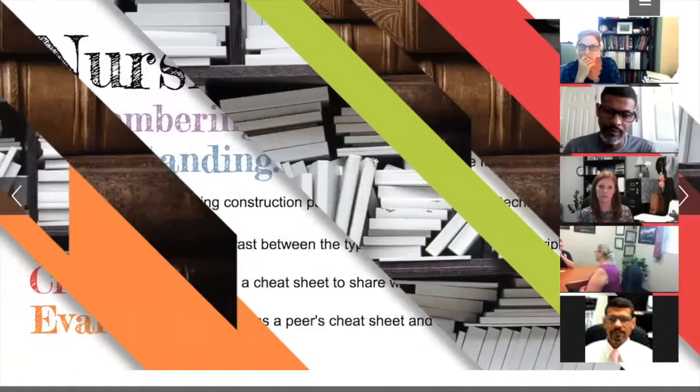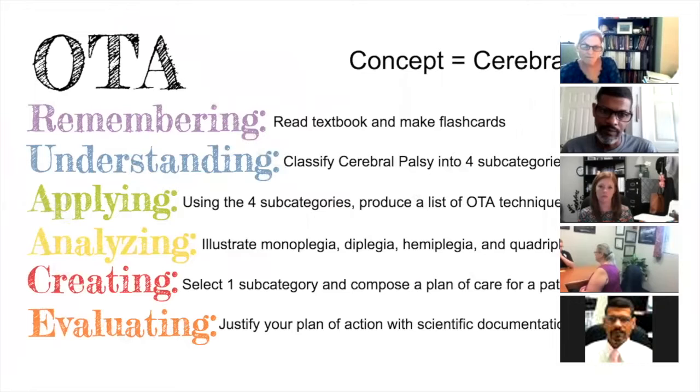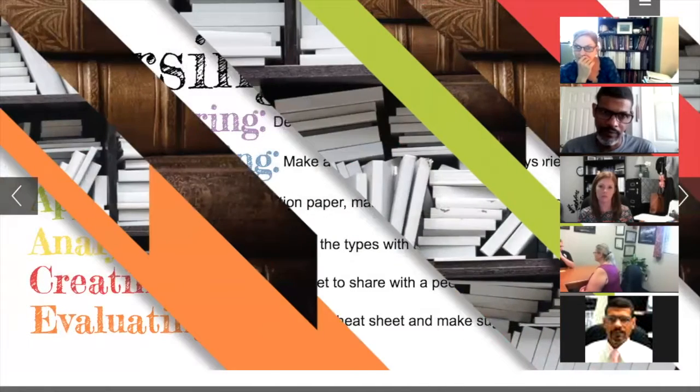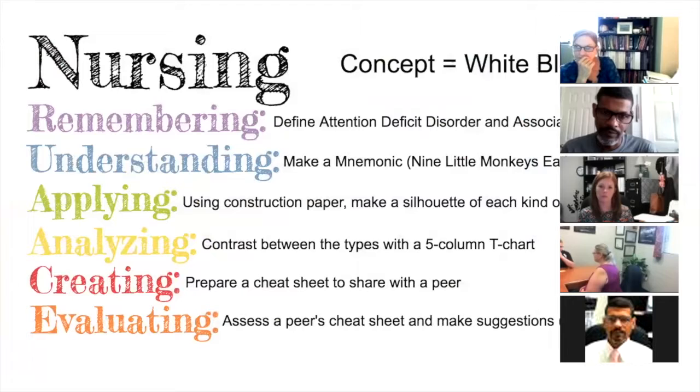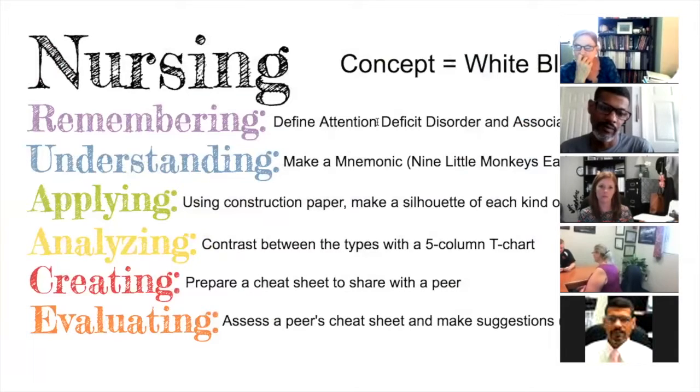Another example that I have, are there any questions on that one? Okay. Another example that I had, for the RSVPs, I had 2 of them from the nursing department. So I chose the concept, if I was teaching my students about white blood cells, at the remembering level, have them define what a white blood cell is and any associated terms going with that. At the understanding level, they could make a mnemonic for the 5 types of white blood cells. So my mnemonic is 9 little monkeys eating bananas.